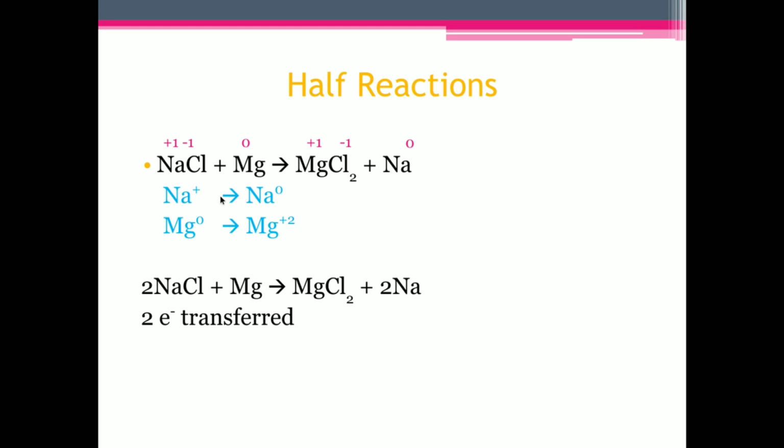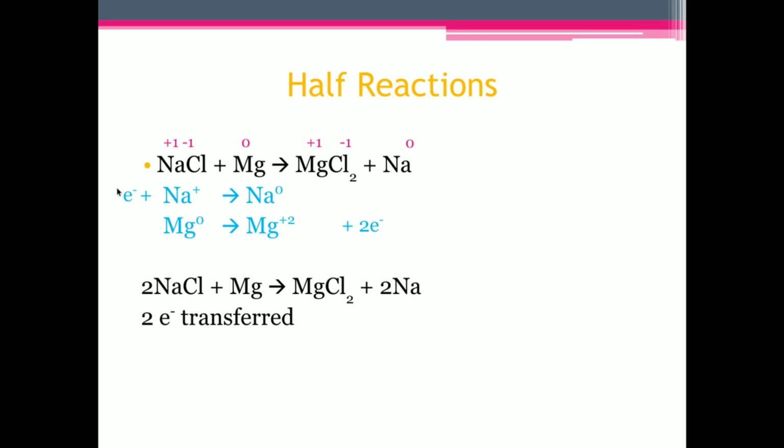And right now, +1 does not equal 0. So you always are going to add the electrons to the more positive side to balance the charge. So here I'm going to have to add 1 electron to the reactant side. So sodium's changing from +1 to 0. That's a reduction in charge. Reduction is a gain of electrons, so the electron is a reactant. Now here we need to balance the charge. This is the more positive side. So we're going to actually have to add in 2 electrons here to balance the charge. So 0 does equal +2 plus 2 negatives.